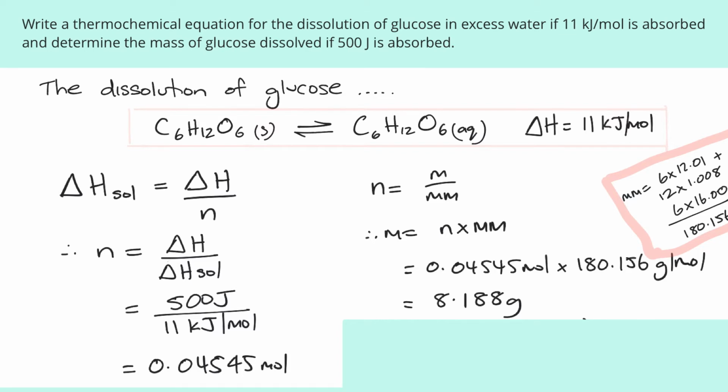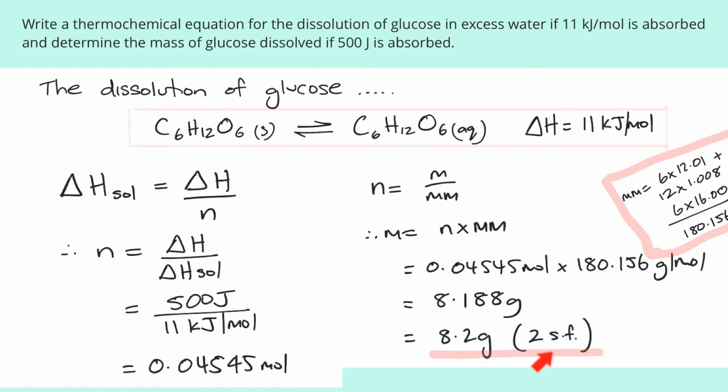But of course, if you have a look at the original information, 11 kilojoules per mole means that we've only got two significant figures in our least significant figures number. And so we report it to two sig figs. 8.2 grams of glucose would be required to be dissolved to absorb 500 joules of energy into the water.